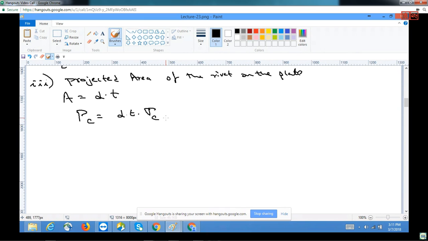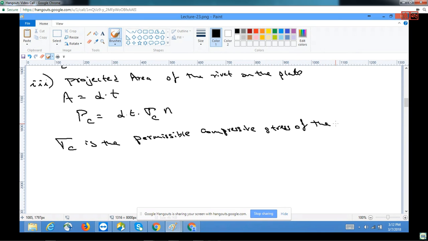And if there are multiple rivets, then you will have an n, which determines the number of rivets that are facing the load. So d is the diameter of the shank, t is the thickness of the plate, and sigma c is the permissible compressive stress of the plate. Further, there is something called the efficiency of the joint.